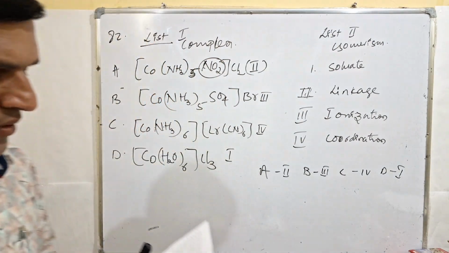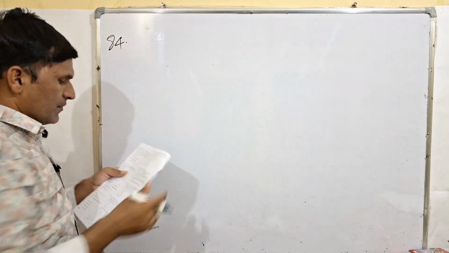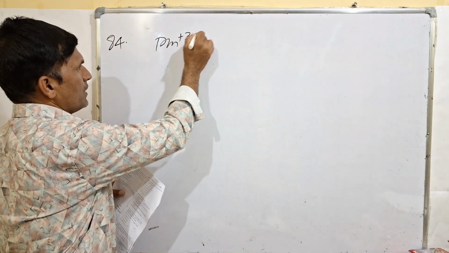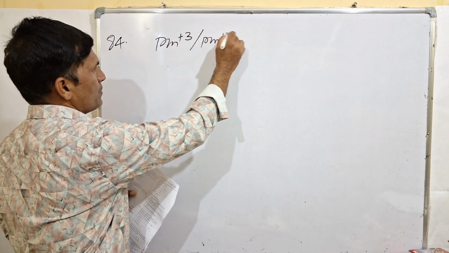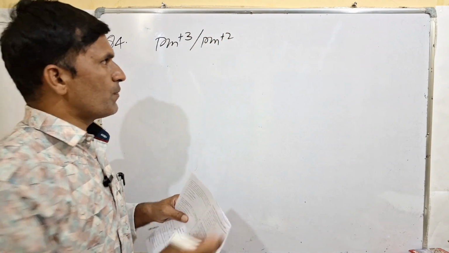Fine. So let us move on to the next question. Question number 84. The E naught value for the Mn plus 3 to Mn plus 2 couple is more positive.